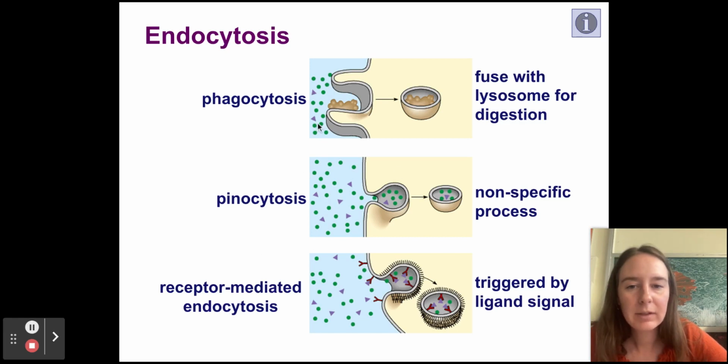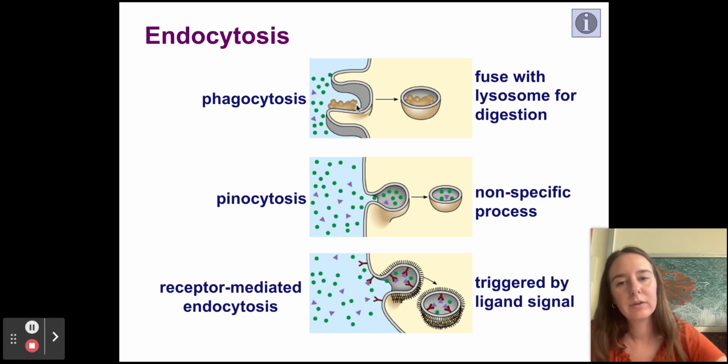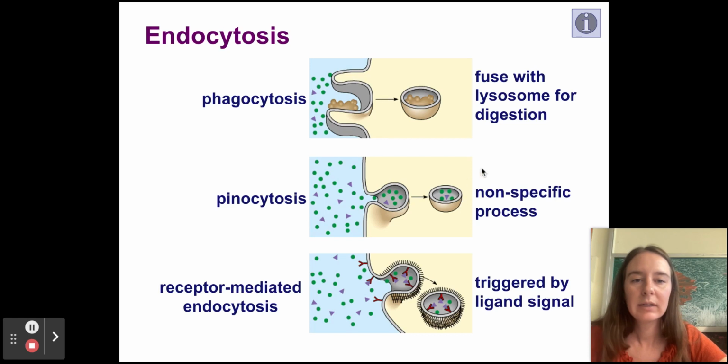Pinocytosis: the fluid in the extracellular matrix, if it's coming in, these ions or really small particles or water, basically anything that's dissolved, not these larger sugar molecules or food molecules, they can get in and do whatever they need. There's not a specific process that happens next, but those can come in.